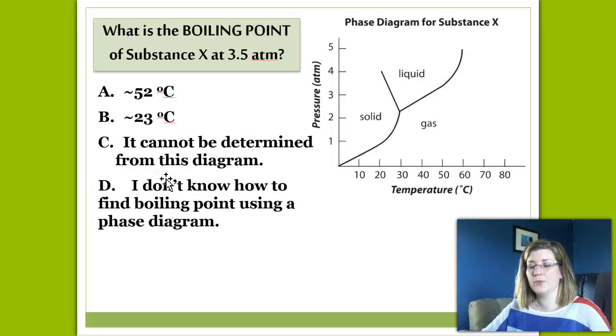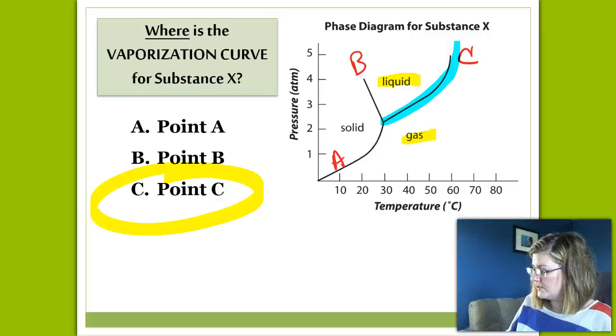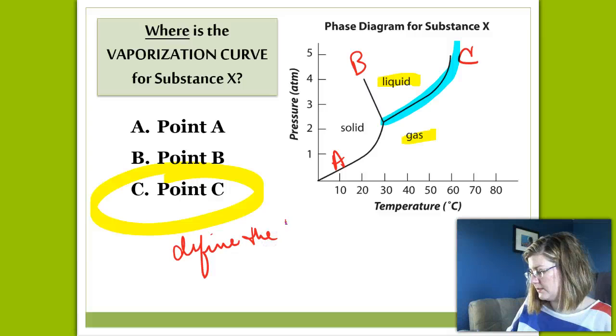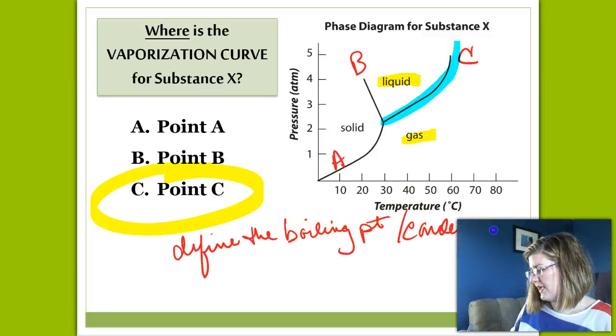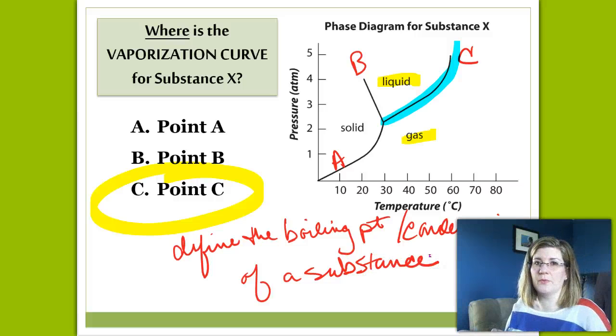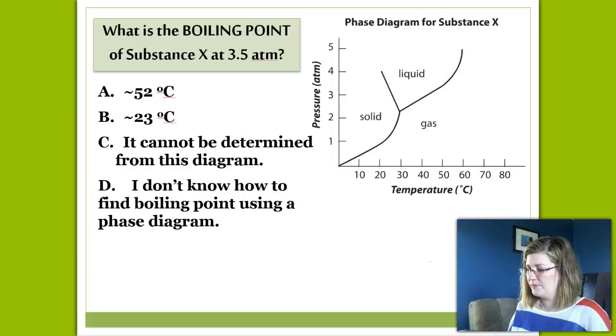So now let's find the boiling point. Vaporization curves define the boiling point or condensation point. I don't think we really call it that. It happens so little. We just refer to it as the boiling point of a substance. So again, it depends on the pressure what the boiling point will be, just like we did the melting point piece. So here is a question, what is the boiling point of a substance X at 3.5 atm?